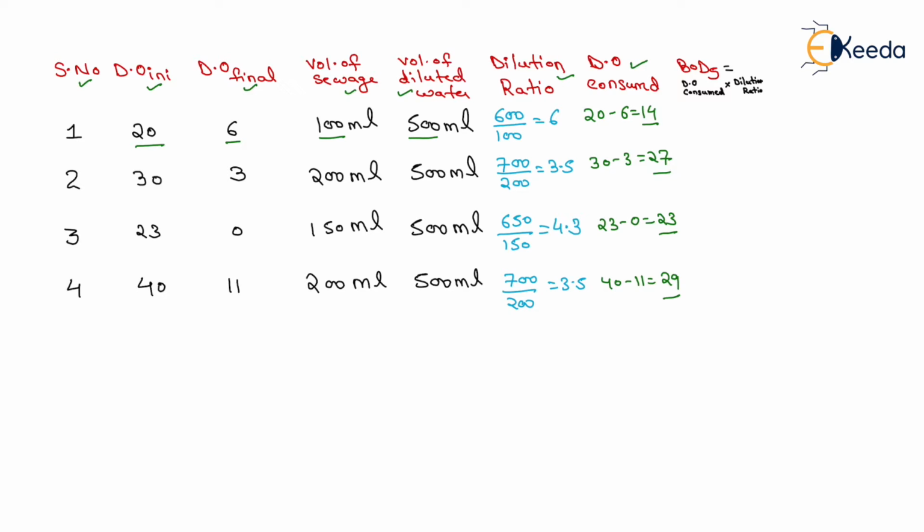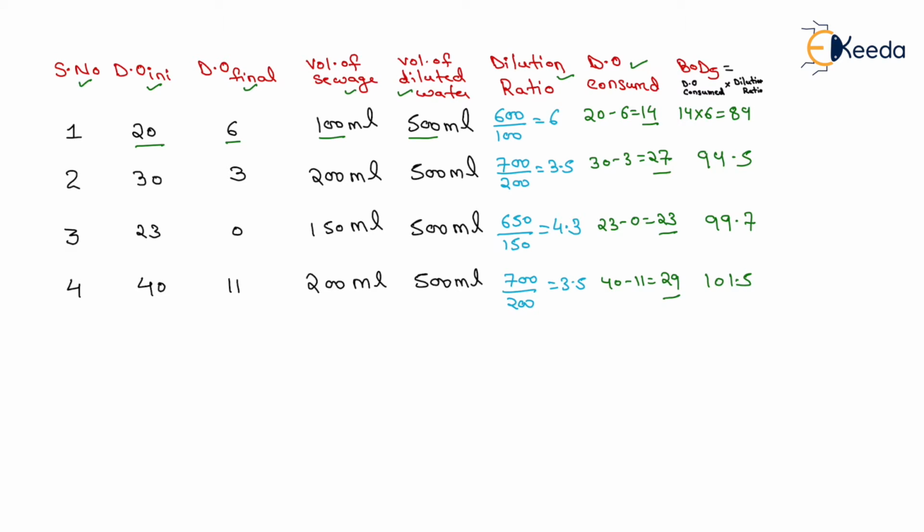For the first sample, DO consumed equals 14 and dilution ratio equals 6, so if we multiply 14 into 6, the value comes out as 84 milligram per liter. Similarly, for the second case, multiplying 27 into 3.5 gives 94.5. Similarly, 23 into 4.3 gives 99.7. Similarly, 29 into 3.5 comes out as 101.5 milligram per liter.